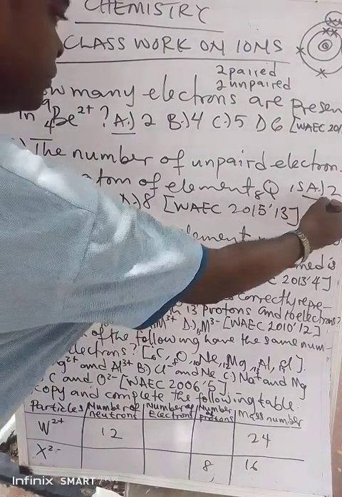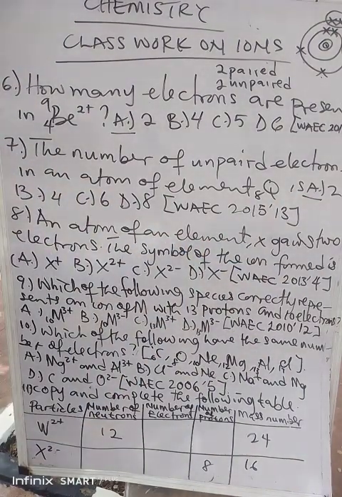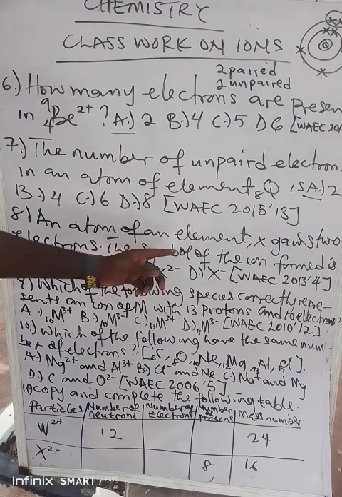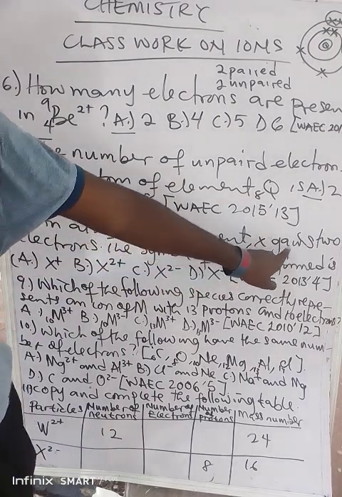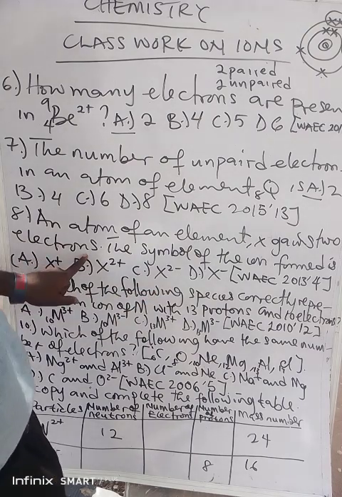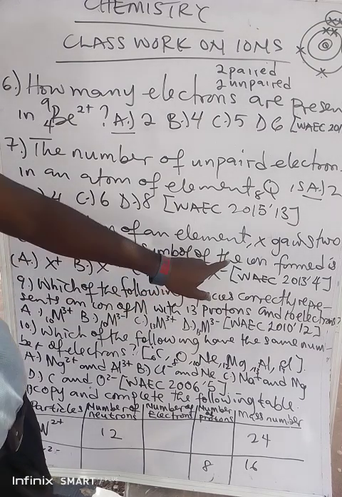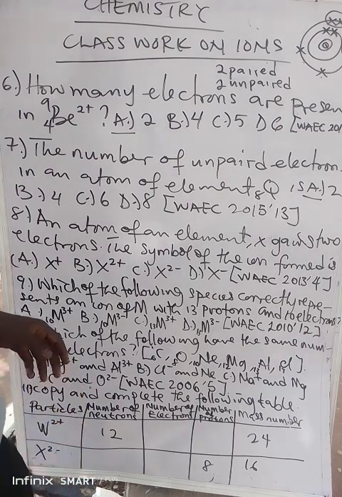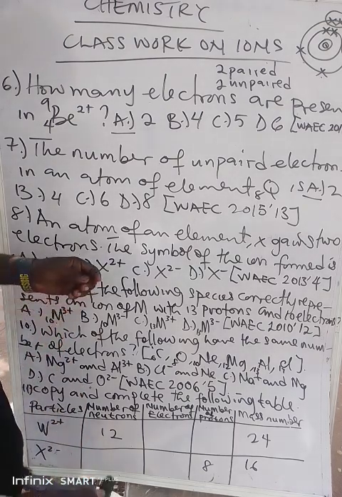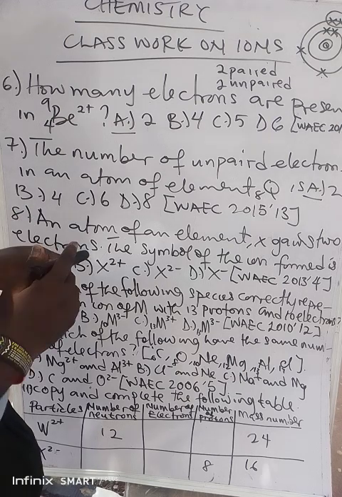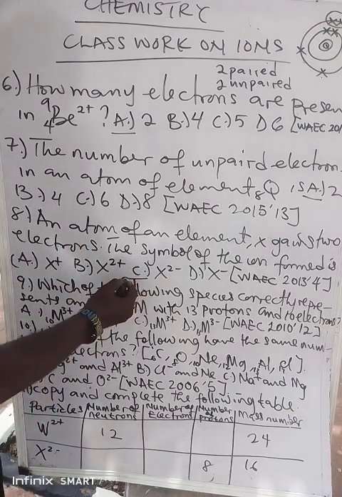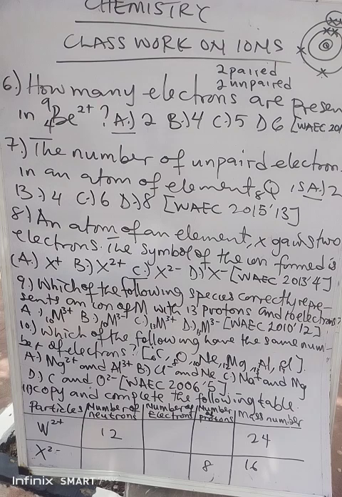A. Now number 8. An atom of an element X. This is an element X. It gains 2 electrons. The symbol of the ion, how will it be written? Gaining. What is the symbol for gaining? Minus. How many did he gain? 2. So that is 2 minus. That's going to be X2 minus. Answer is what? C.